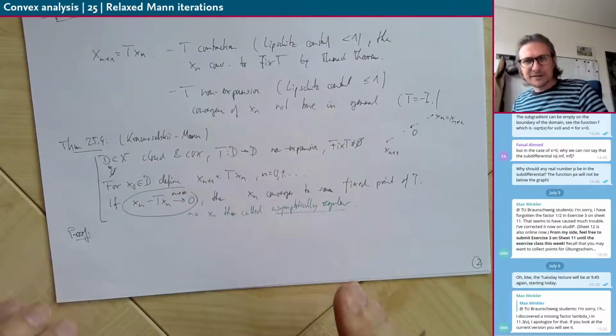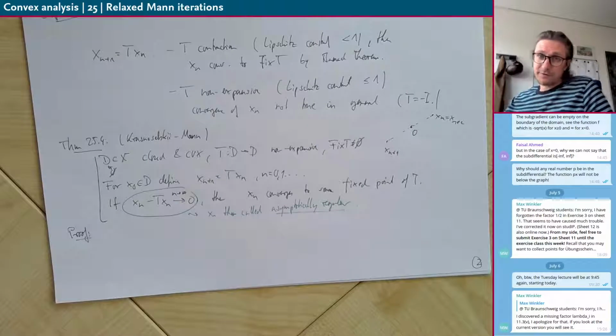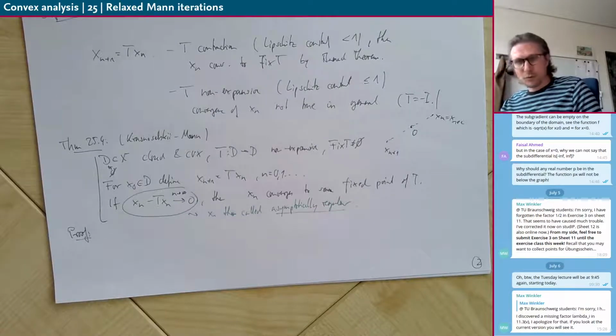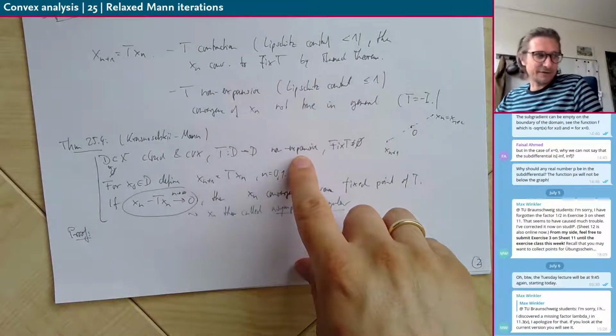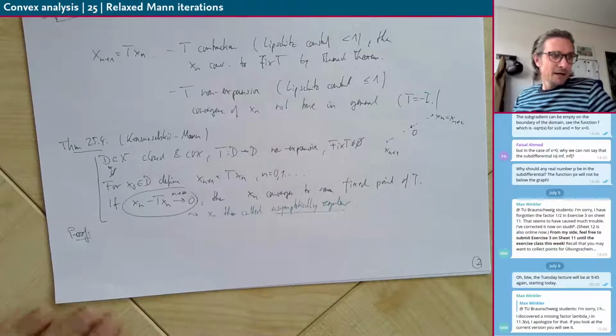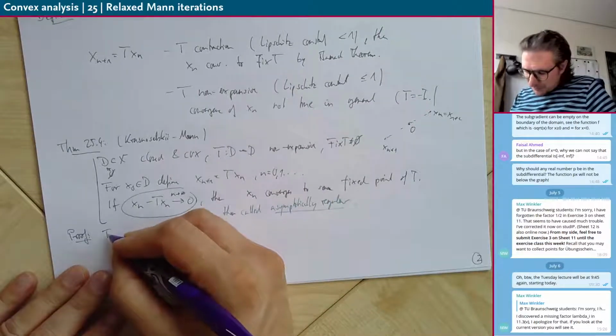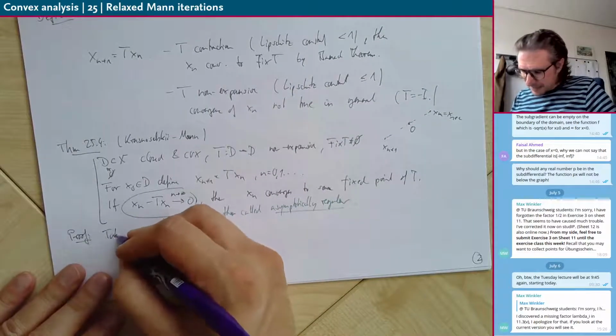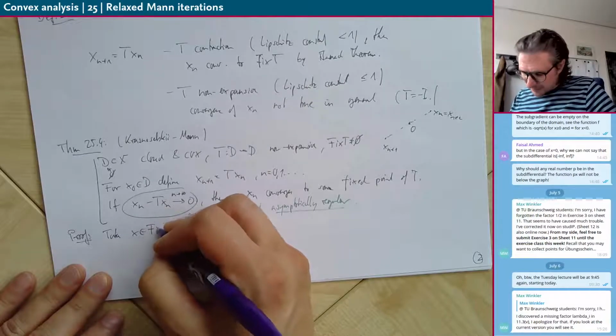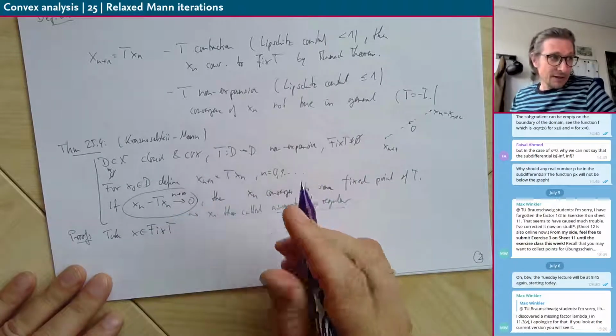So contraction arguments cannot work, and moreover, it's highly unlikely that we will get something on a rate or an error estimate because we don't have anything in hand here. So we only have non-expansiveness, and this will not be enough for anything. Okay, so what we do is we take some x in the fixed point set. So we take some fixed point because we know there is one.